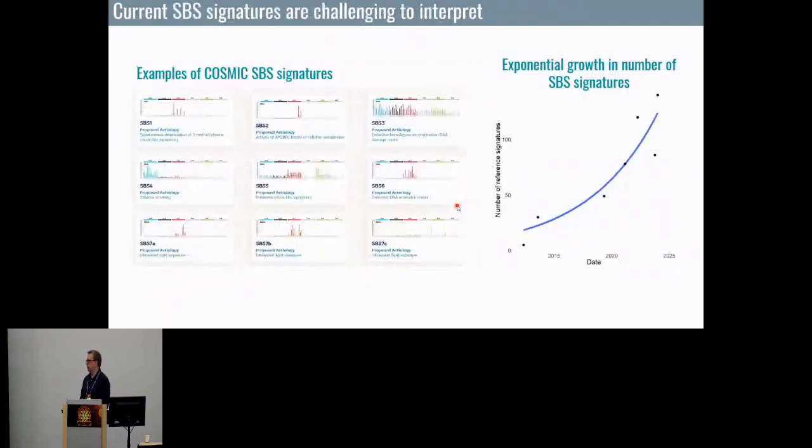The problem with these signatures is they're not very interpretable. Here are some of the signatures from COSMIC, which is the database that contains all of these, and they do have a proposed etiology. But if you've tracked this field over time, the number of signatures seems to be growing at an exponential rate. And now there are tissue-specific signatures, and signatures that are specific to different types of experimental perturbations. But it seems that's not the right way to think about these signatures, because they're reflections of a damage process and the repair of that damage, and there are just not that many repair processes in the cell.